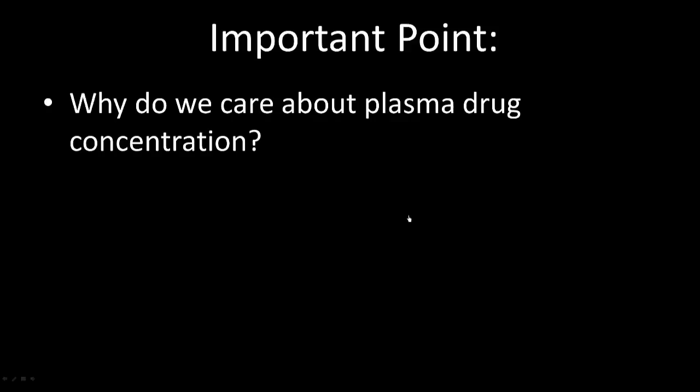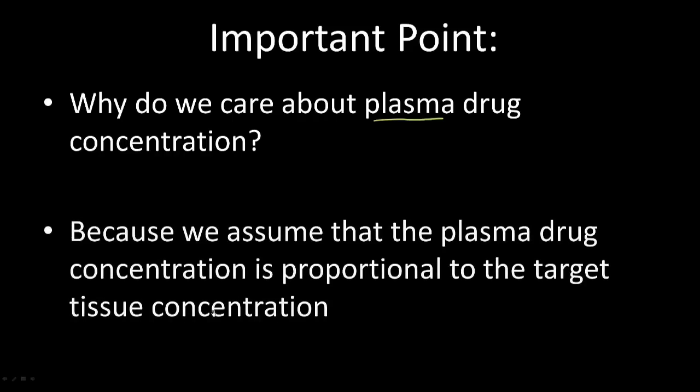The reason is that we look at the plasma drug concentration because we assume that it is proportional to the target tissue concentration. It's the most accessible site that we have to measure, and we assume it's proportional to the target tissue concentration. And that's what's written right here. Now, there are some exceptions to this. These are important exceptions, and they're intentional exceptions, right?